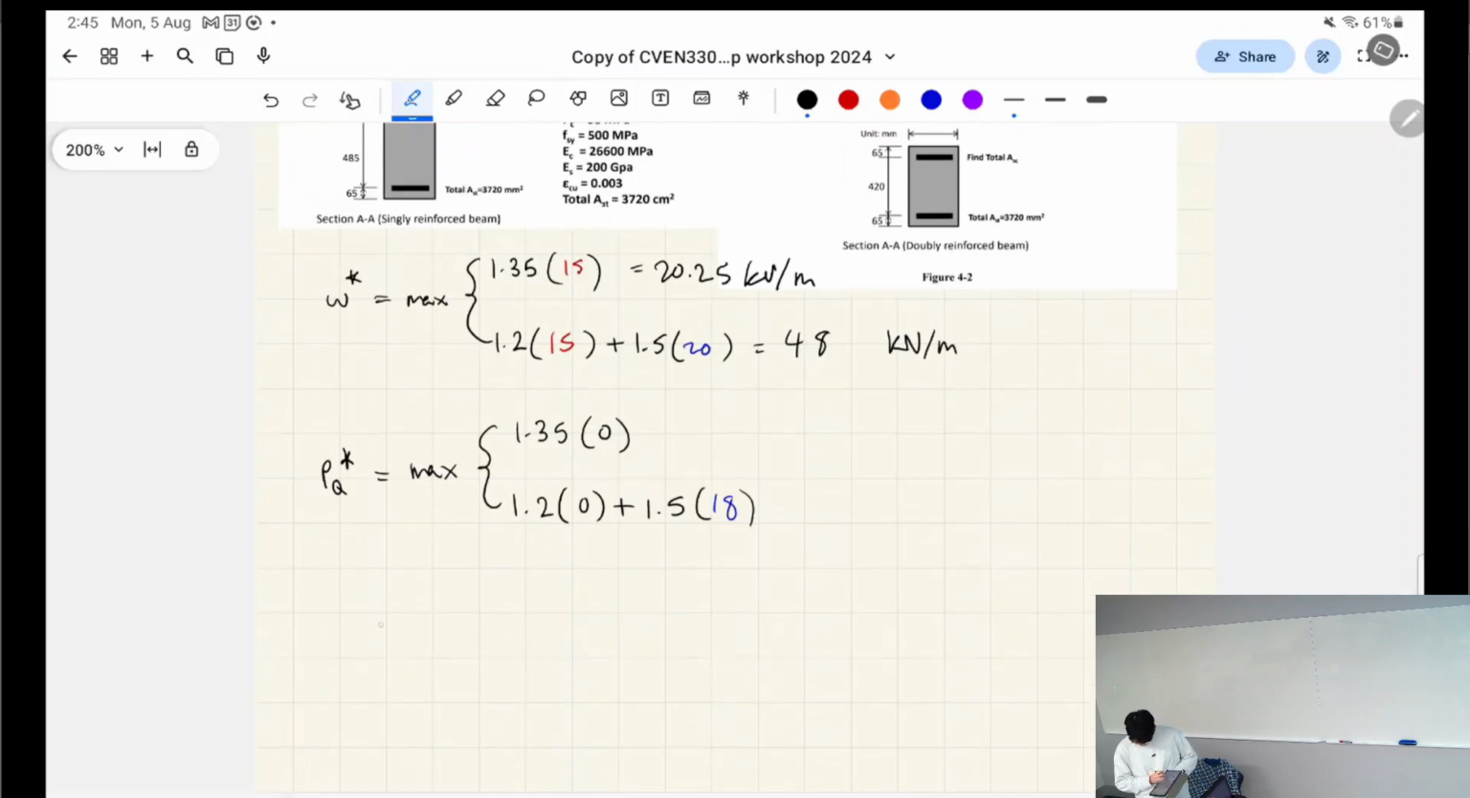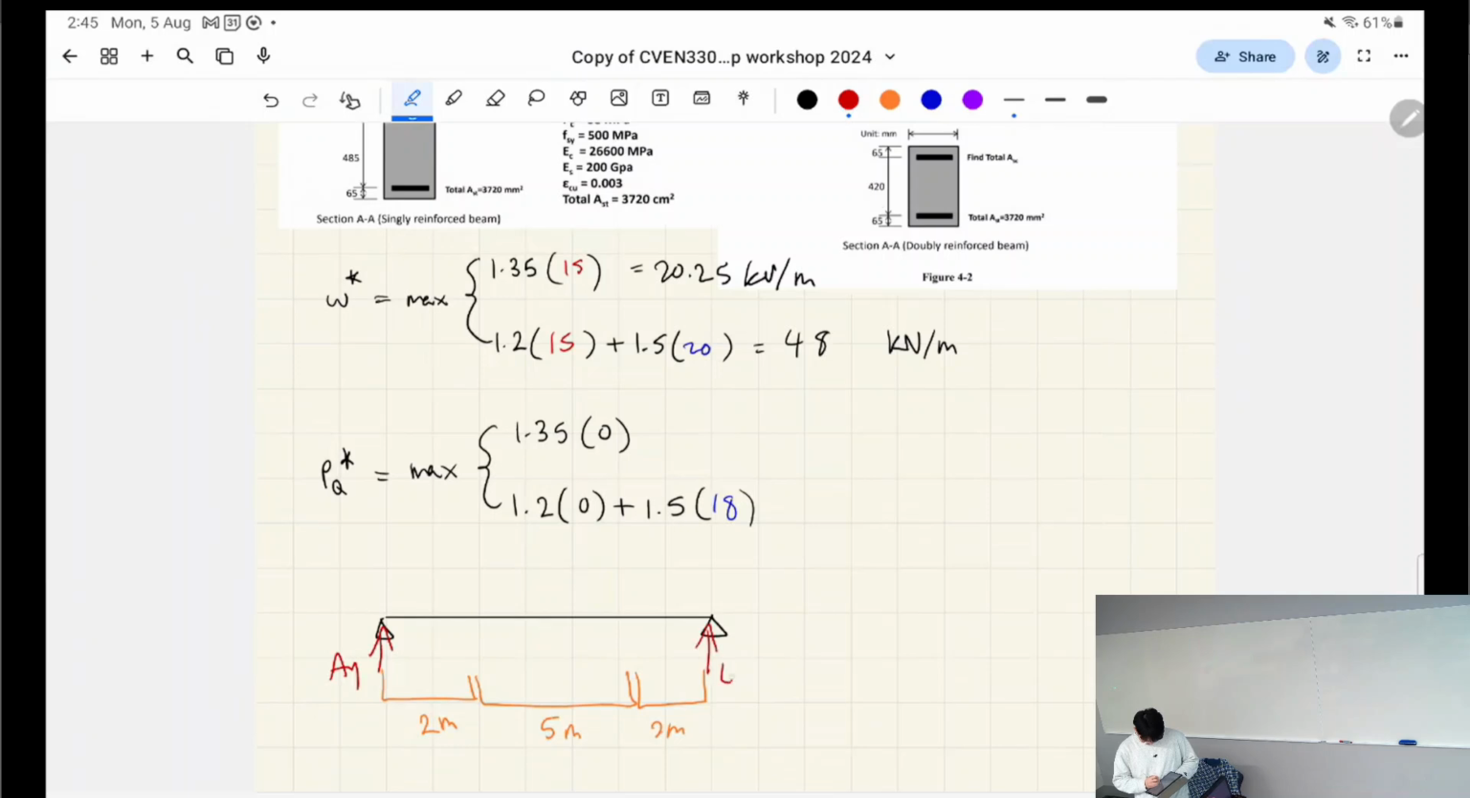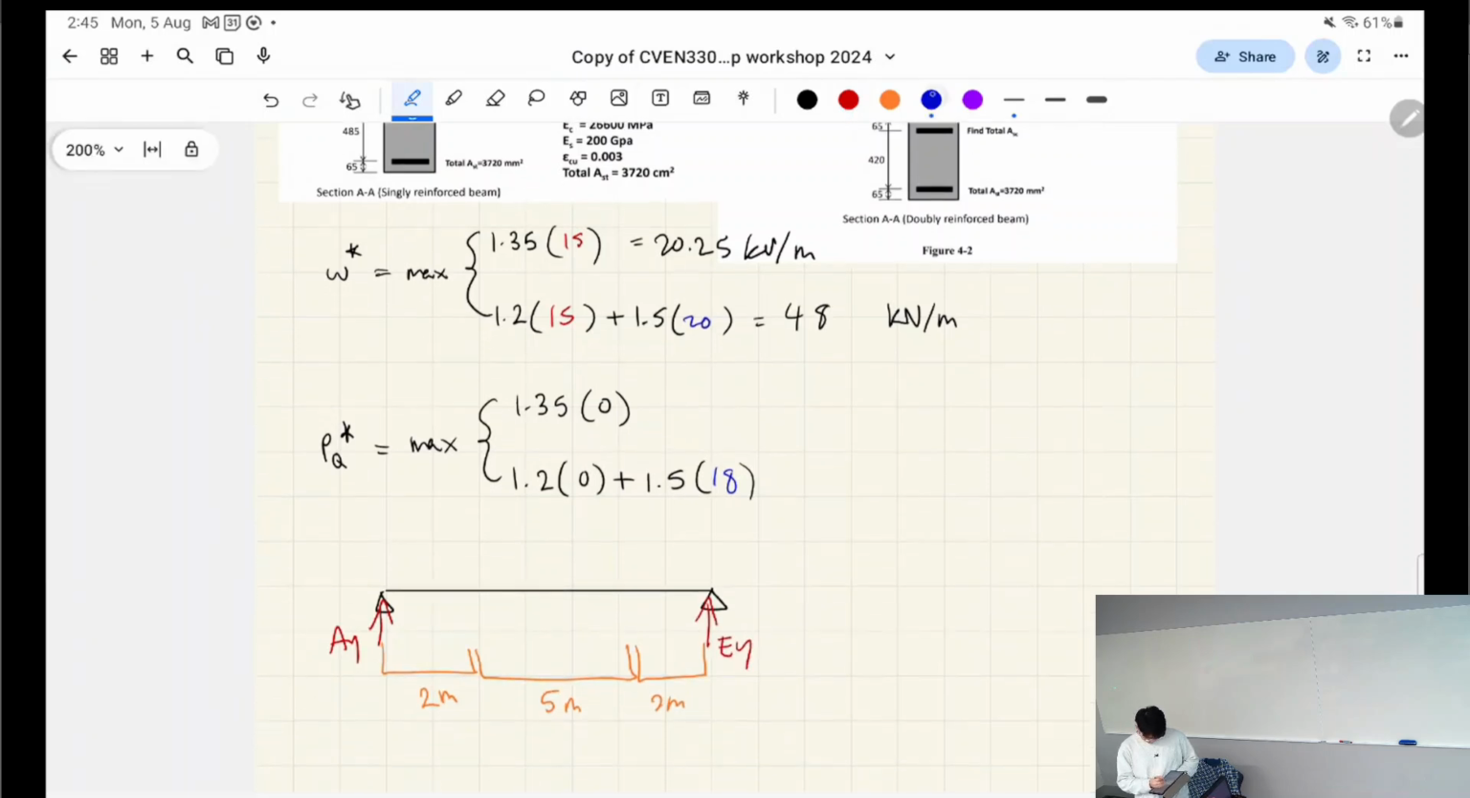So let's redraw that beam. This is a free body diagram: 2 meters, and then 5 meters, and then another 2 meters. And call this point AY, call this point EY. Alright, let's do it like this. So for the uniformly distributed load, it's 48 kilonewtons per meter, and these point loads were 27. Sorry, so let's do that again. 27.